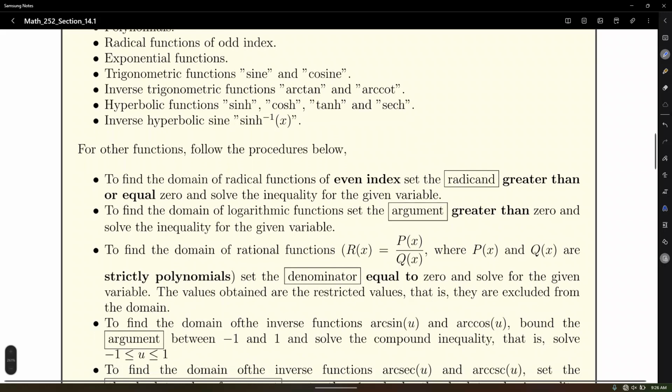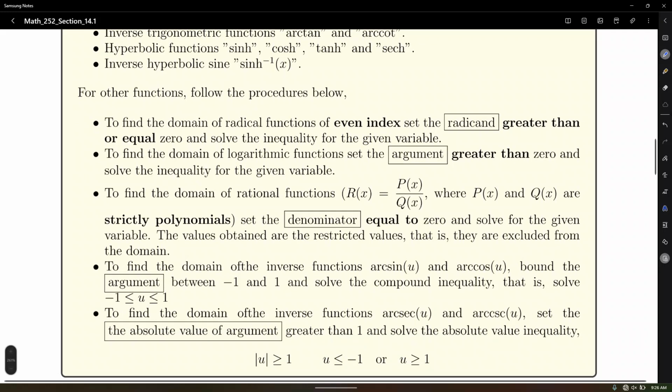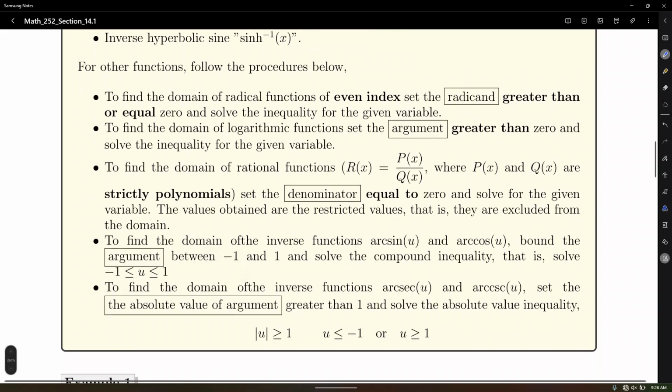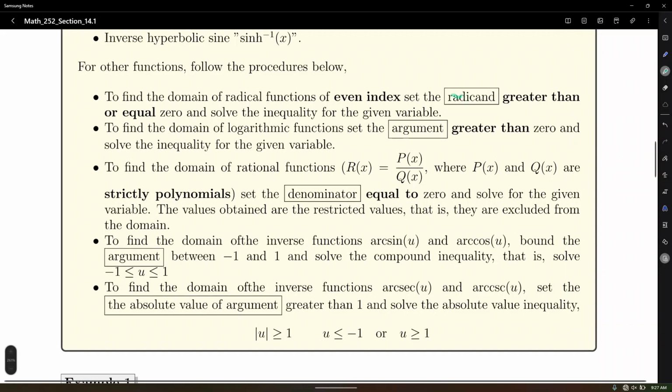Inverse hyperbolic sine, that is sinh inverse of x. Okay. Now, what about the restricted function? Every time you see a radical function with an even index, like the square root, the fourth root, the sixth root, the 28th root, even indices, what do you do? You set the radicand greater than or equal to 0 and solve the inequality for that given variable.